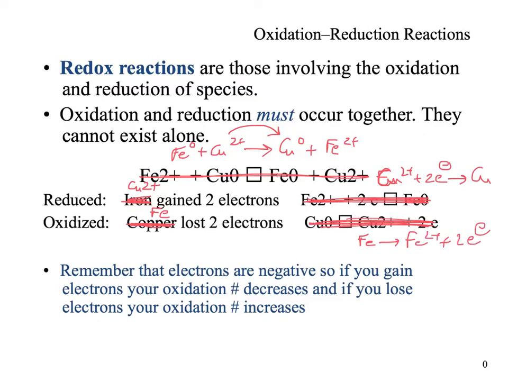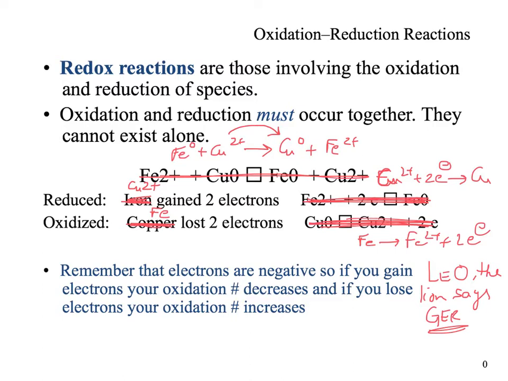Loss of electron is oxidation, gain of electron is reduction. That is why Leo, the lion, says grr. So loss of electron again is oxidation, gain of electron is reduction, and that is the reason why we would say that in this particular reaction Cu2+ is gaining the 2 electrons and becoming copper. Fe is losing the 2 electrons and becoming Fe2+.